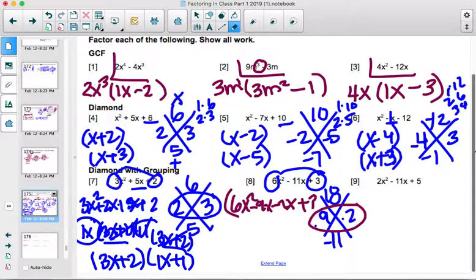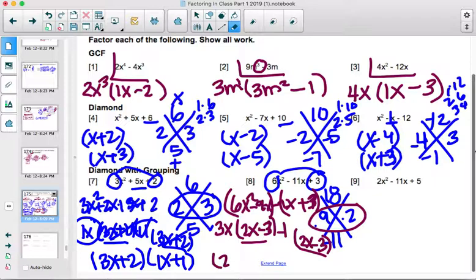And then I do the grouping method. 6 and 9 both divide by 3, so I get 3x. 6 divided by 3 is 2. 9 divided by 3 is 3. Wow, my 3's are getting worse and worse. 2 and 3 only divide by 1, and remember the parentheses should match, so we're also going to get 2x minus 3. We copy that parenthesis first, so 2x minus 3, and the leftovers go. And the next one is 3x minus 1.